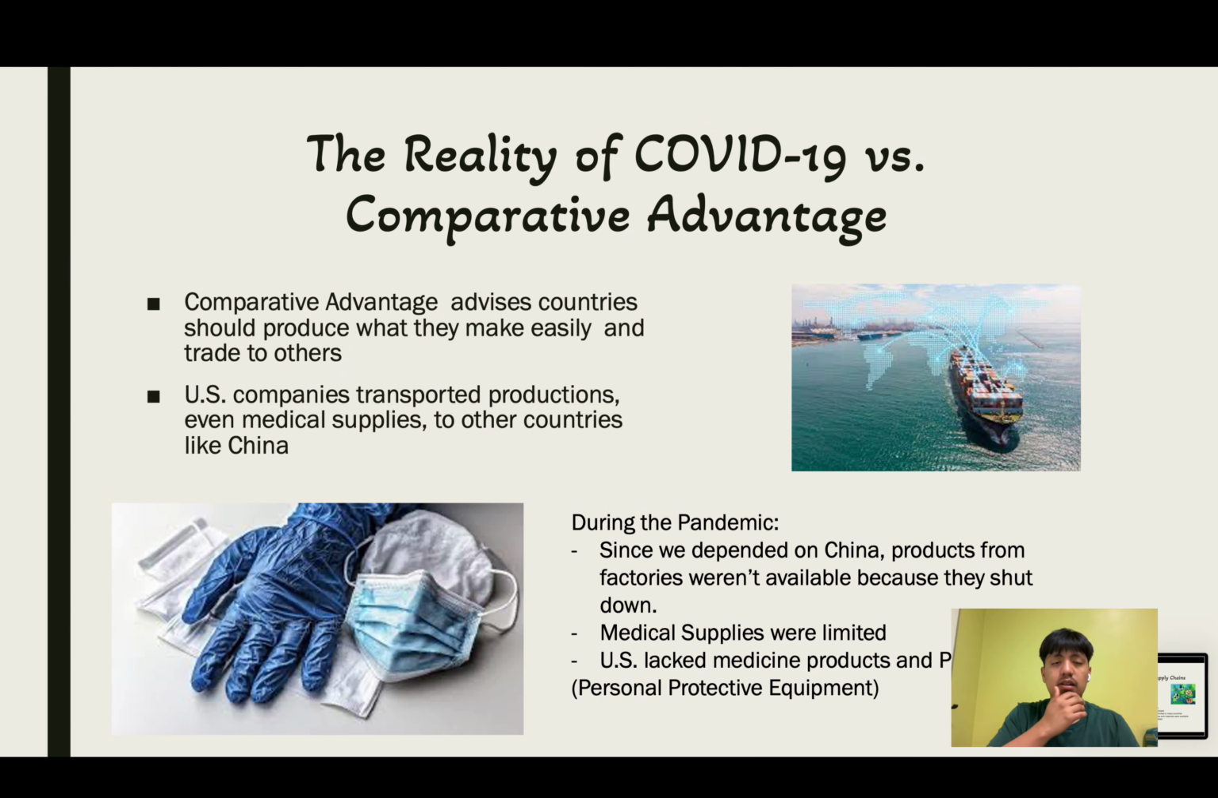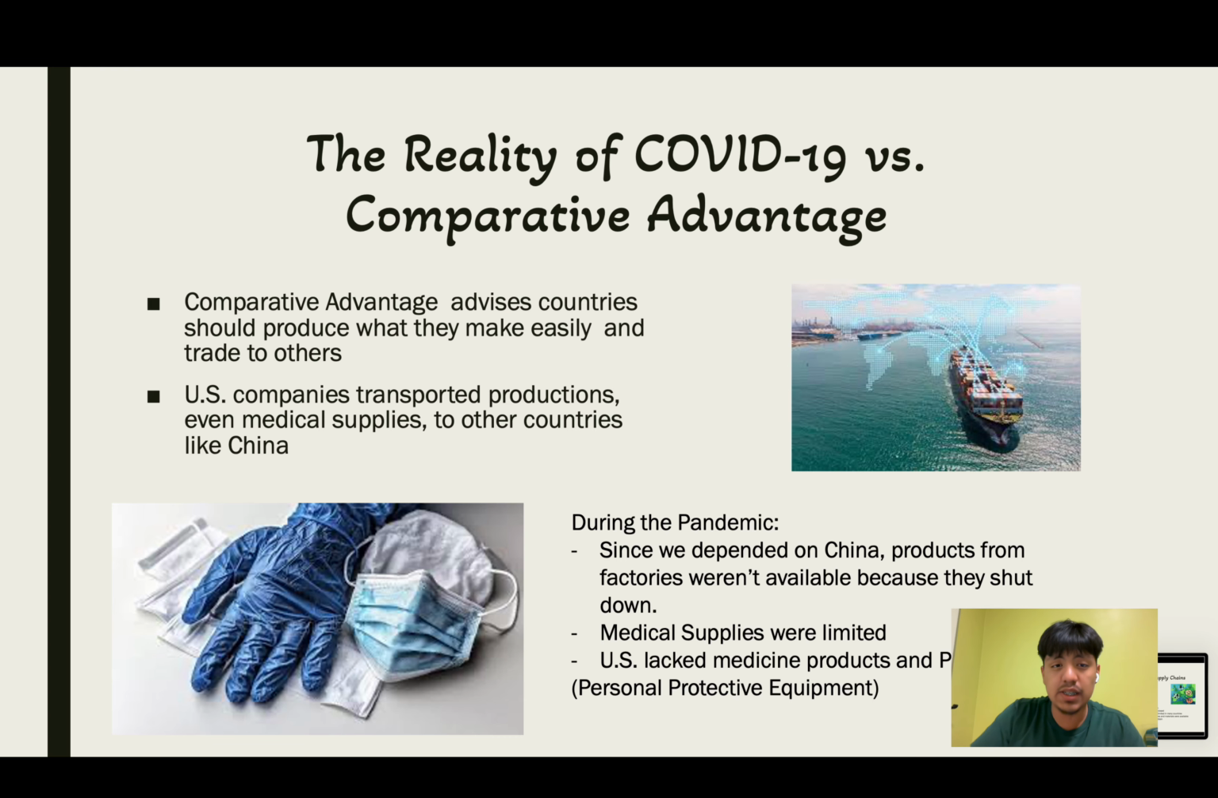Moving on. Slide number two, the reality of COVID-19 versus comparative advantage. Comparative advantage basically advises countries to produce what they easily make, instead of what takes them too much time to make. So mainly produce what they're good at, what they usually do, and then trade to others. This would create lower financial costs for global output, meaning they could easily produce this instead of putting too much money into something they're not really sure they could make.